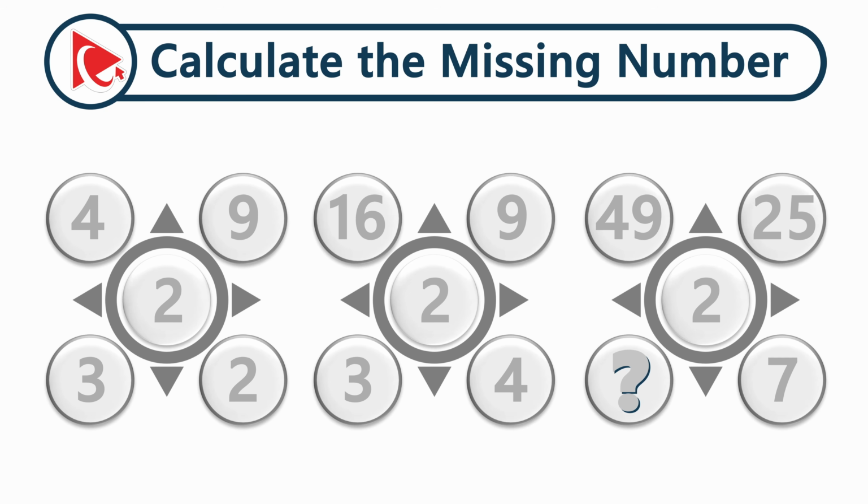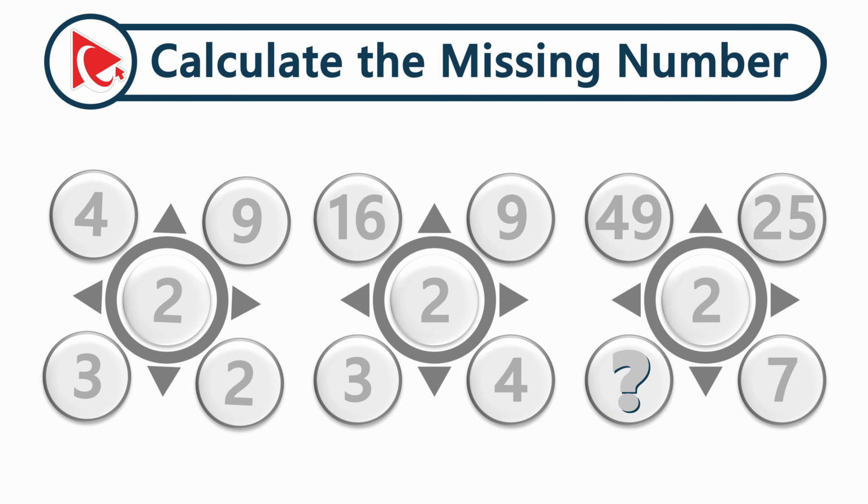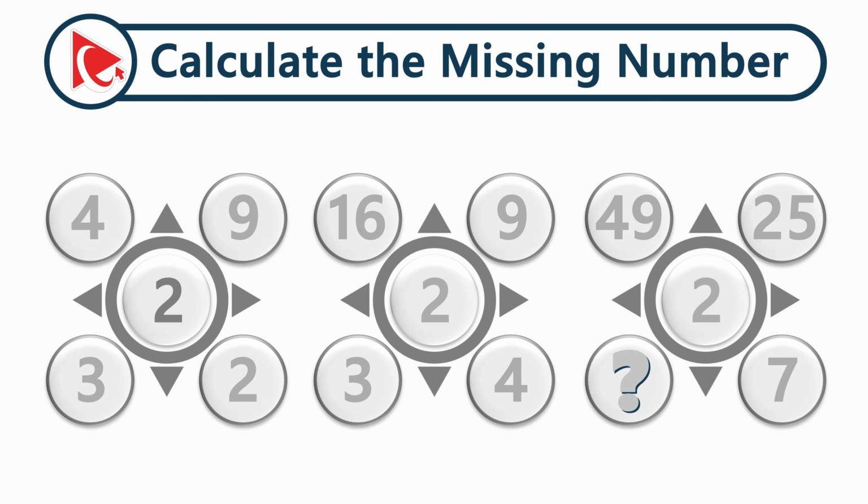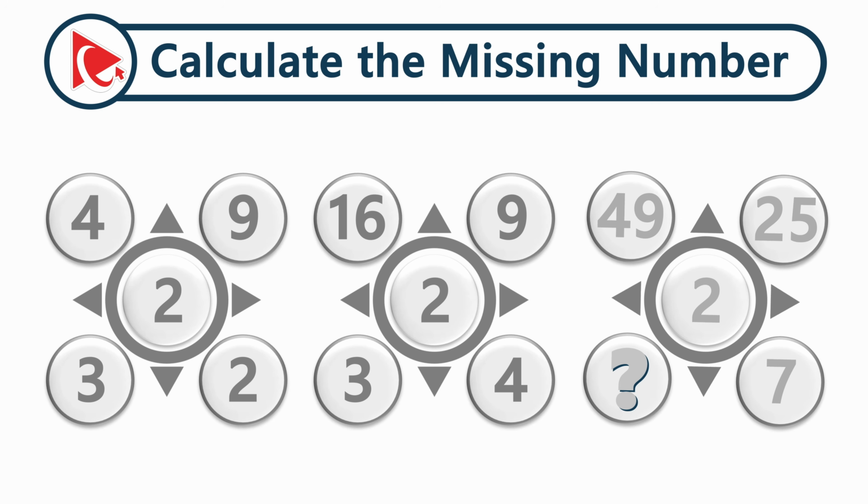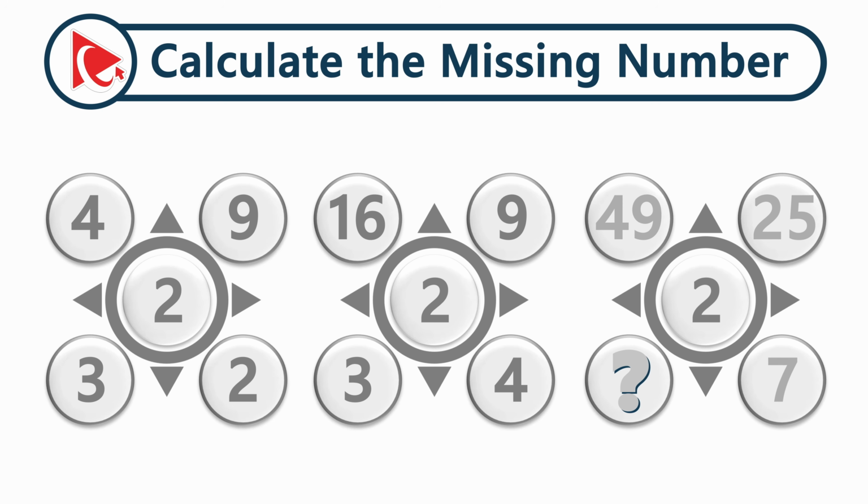Speaking about compass, you're presented with a phenomenally cool, symmetrical set of compasses. The first shape has number 2 in the middle, numbers 4, 9, 2, and 3 on the outside. The second compass has number 2 in the middle again, and numbers 16, 9, 4, and 3 on the outside. And then the third shape also has number 2 in the middle, and then numbers 49, 25, 7, and then comes the missing number, which you need to calculate and select out of 4 possible choices.